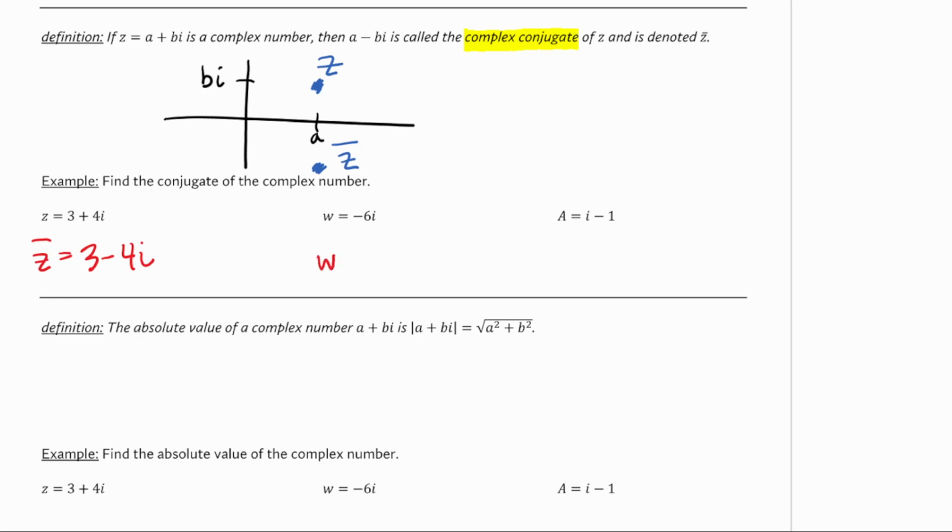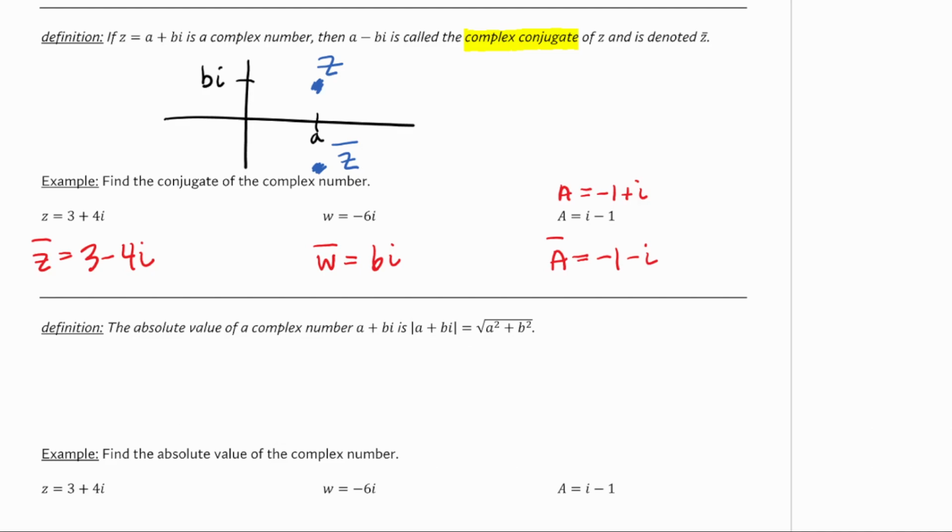So in this case, w bar would be positive 6i, and for a bar, what we would need to do is rewrite a. a equals negative 1 plus i, and so a bar will be negative 1 minus i. It's the number with the i that gets changed when you're computing the conjugate.